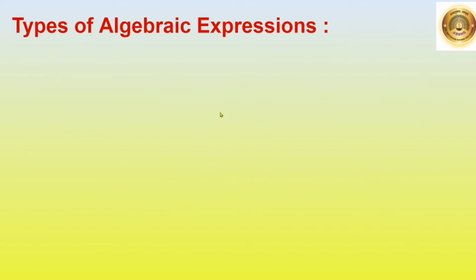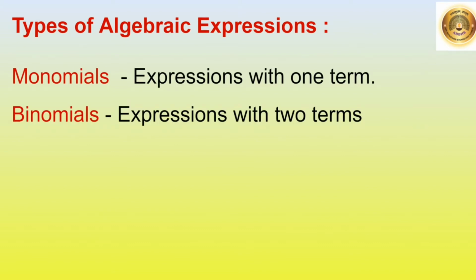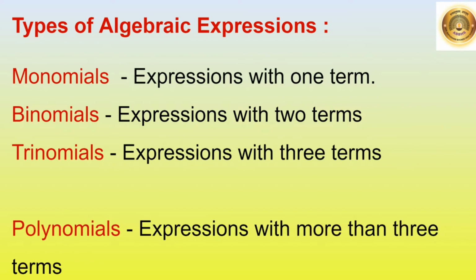Now let's see the types of algebraic expressions. Algebraic expressions with one term are called monomials. Algebraic expressions with two terms are called binomials. Algebraic expressions with three terms are called trinomials. Algebraic expressions with more than three terms are called polynomials. Let us see some examples.